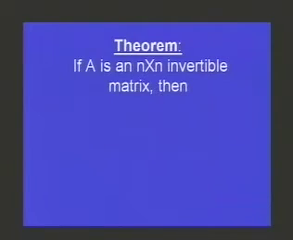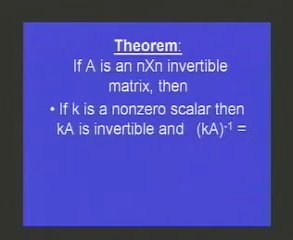Okay, another part of this theorem. Again, A is square, A is invertible. If K is a non-zero scalar, then K times A is invertible, and the inverse of KA would be 1 over K times A inverse. The reason it works out this way is because I want something that I can multiply times KA and get I. So I need the K to cancel out. How do I cancel out a K to get a 1? I use the reciprocal of K. So K times 1 over K would cancel out. Then I'd have A times A inverse, which is going to cancel out and give me I.